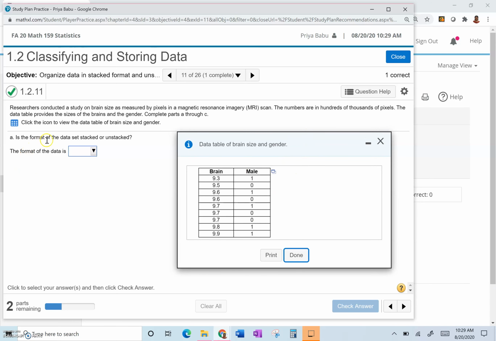So first question is, is the format of the dataset stacked or unstacked? Stacked data is such that each row corresponds to data values collected from one individual. So if you look at the first row, the brain size and the gender correspond to the same individual. And then the second row corresponds to the second individual. So here each row corresponds to an individual. So it's actually a stacked data set. Let's check the answer.